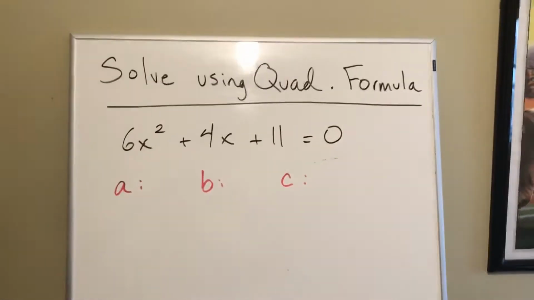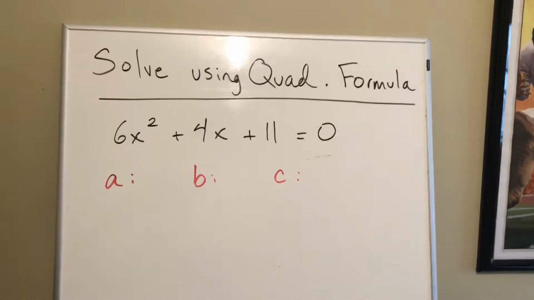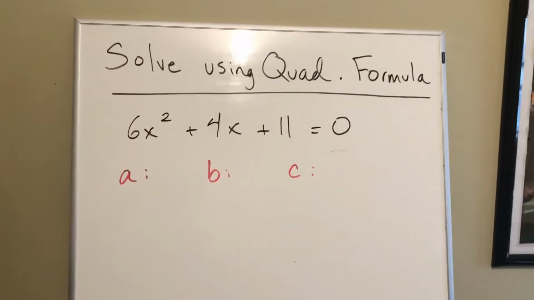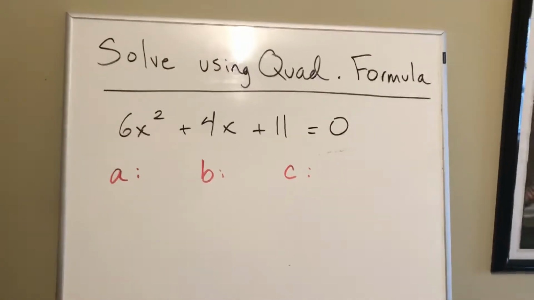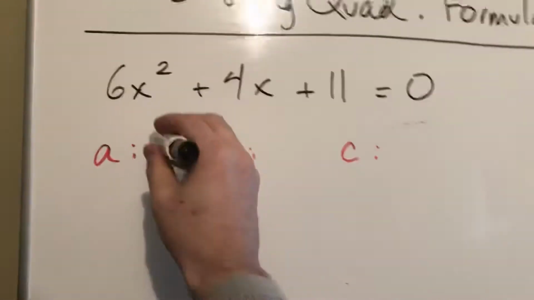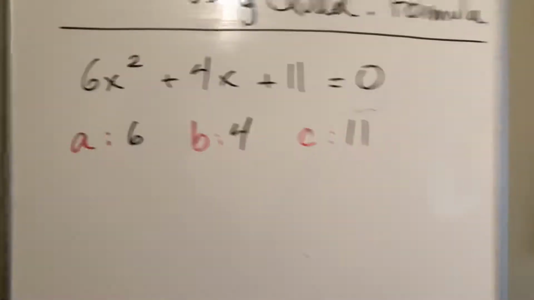Let's solve this quadratic equation by using the quadratic formula. I need to make sure that my equation is set equal to 0, that all of my terms are on one side, so I can extract the correct values to use in my quadratic formula. So we're going to use 6, 4, and 11 for this one.